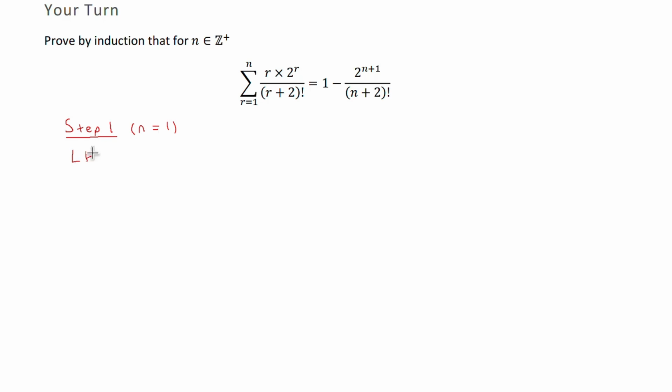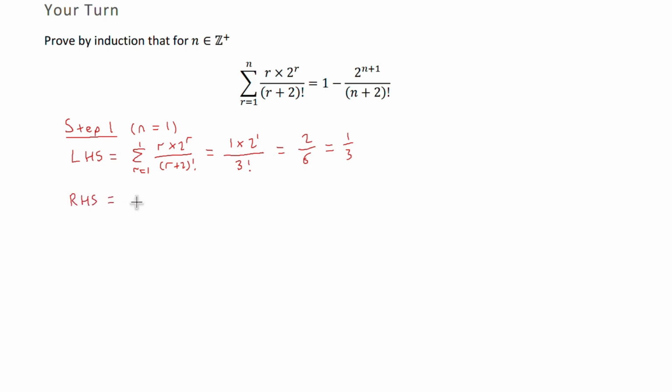So when n is equal to 1, the left-hand side of this equation is going to be the sum from r equals 1 to 1 of r times 2 to the r over (r plus 2) factorial, which is equal to, well, it's the sum of one term when r is 1. So it's 1 times 2 to the 1 over 3 factorial, which is 2 over 6, or 1/3.